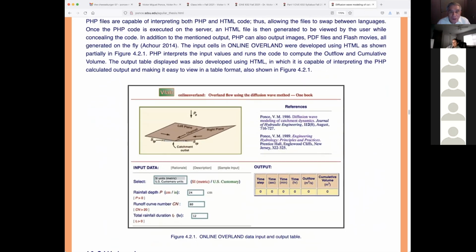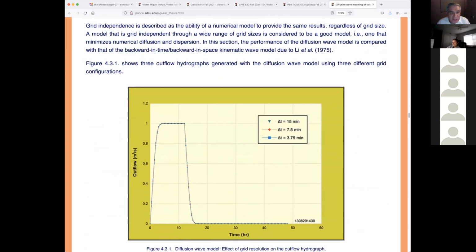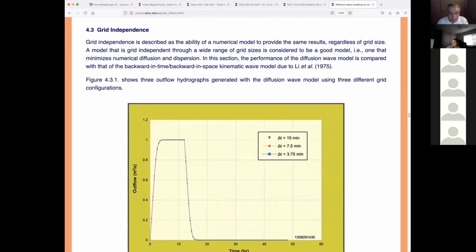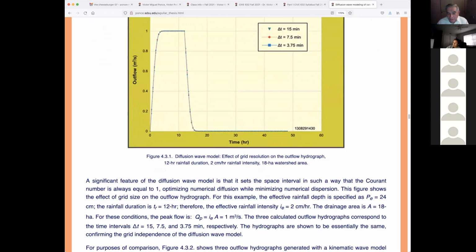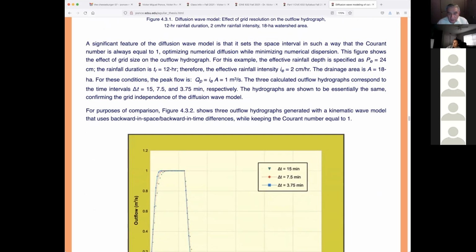Okay, regarding grid independence, we already talked about it explicitly many times, and this is the proof of the pie right there. There are 3 hydrographs: delta T 15 minutes, delta T 7.5 minutes, and delta T 3.75 minutes. No other method can do this. Absolutely. And this came out of the program that Rosa had built.